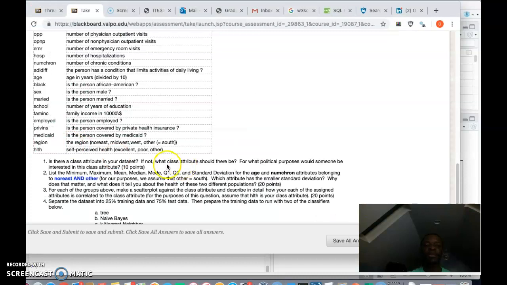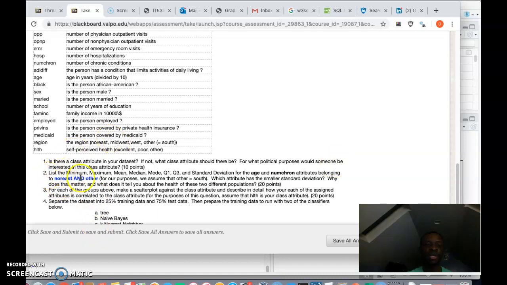So I move forward. If not, what class attribute should there be? Well, I already explained that. For what political purposes would someone be interested in this class attribute? Because a class attribute that can function as an integer variable and also as a factor variable can be of utmost importance to anybody under any condition.